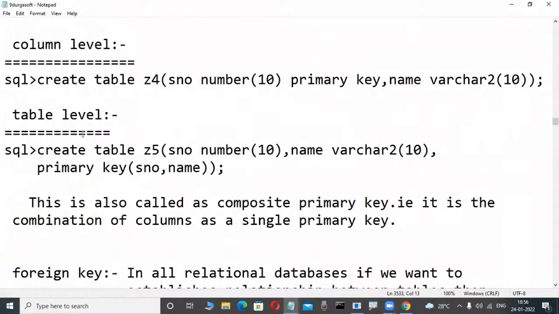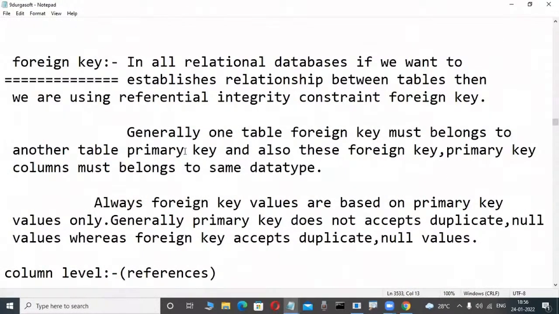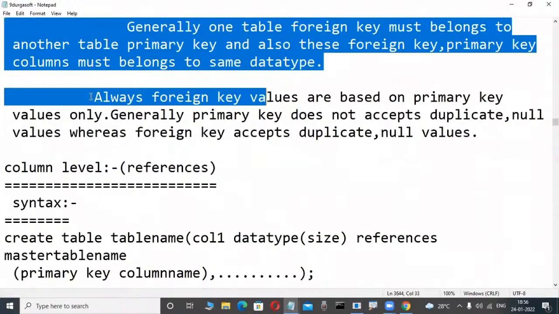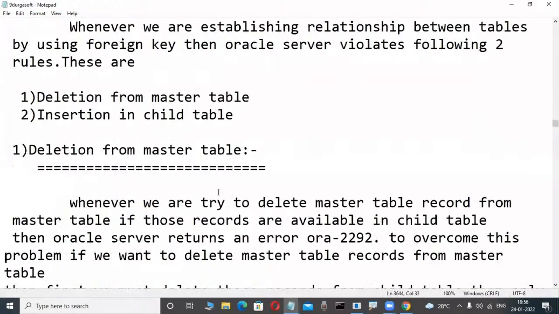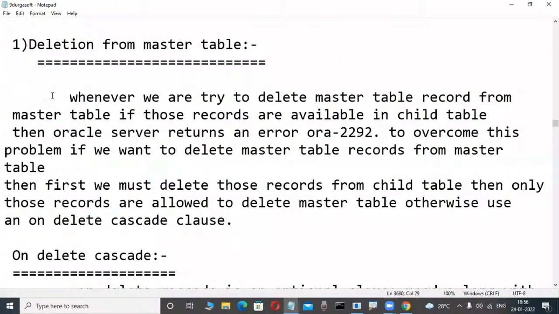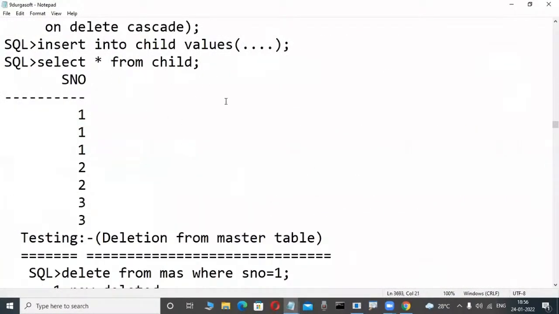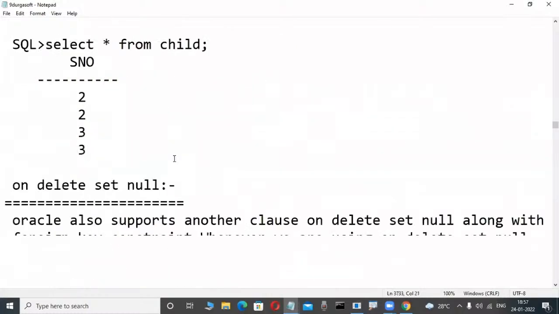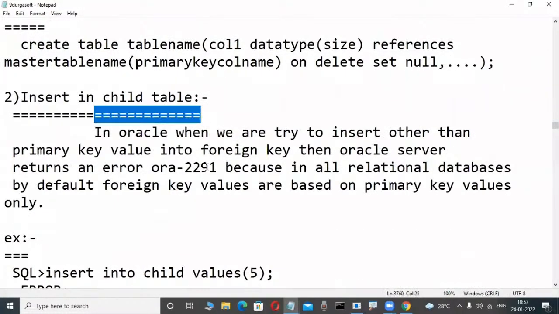I'm telling you only how we establish a relation with foreign keys like this. Whenever master and child tables are there, deletion from the master table and insertion in the child table are the two rules in every database. Whenever we delete from the master table, what happens? What is the on delete cascade clause? What is the on delete set null clause? This is about deletion from the master table. And what happens with insertion in a child table?